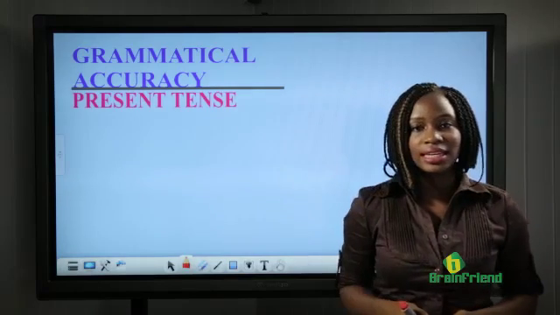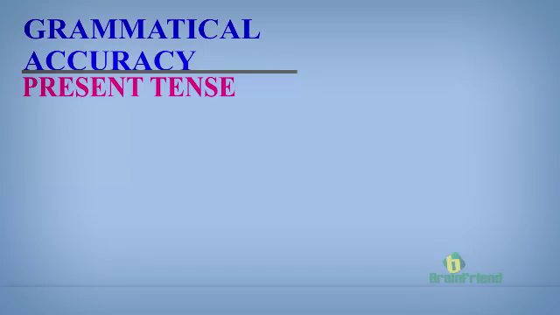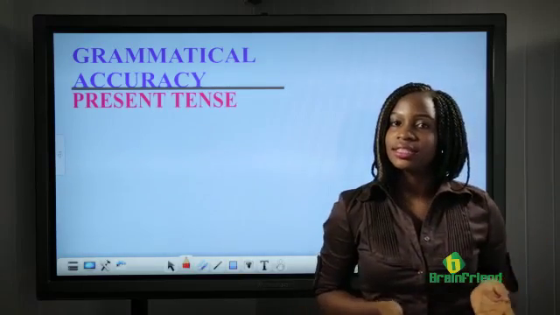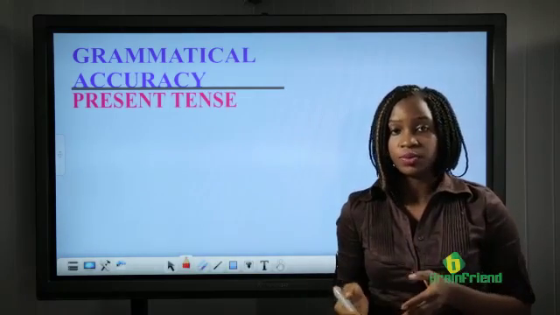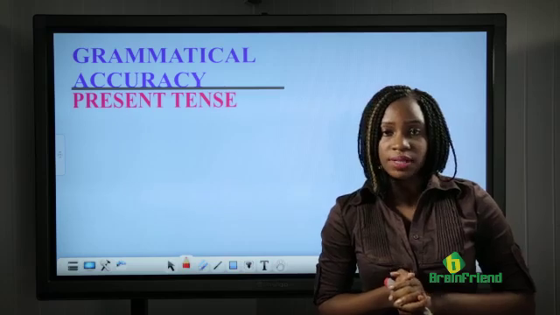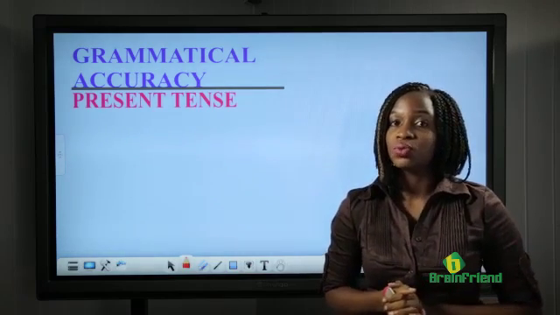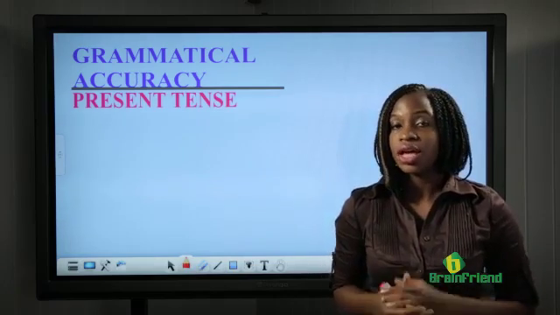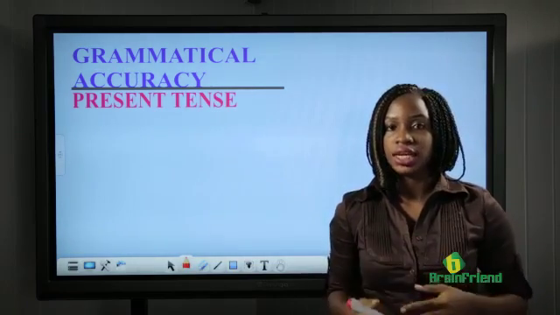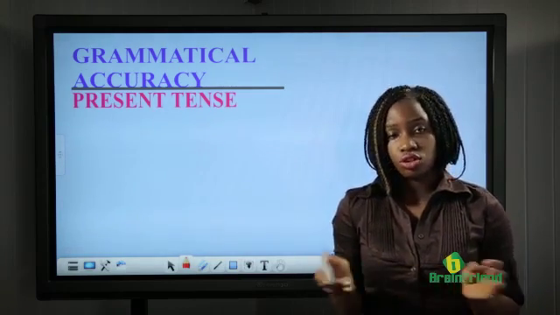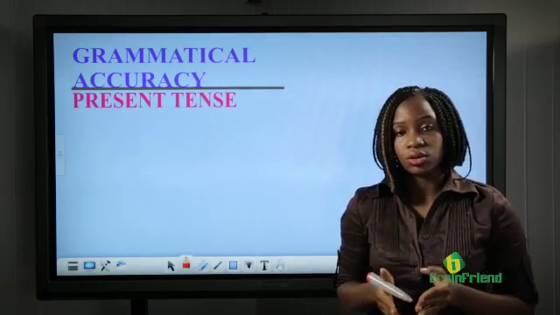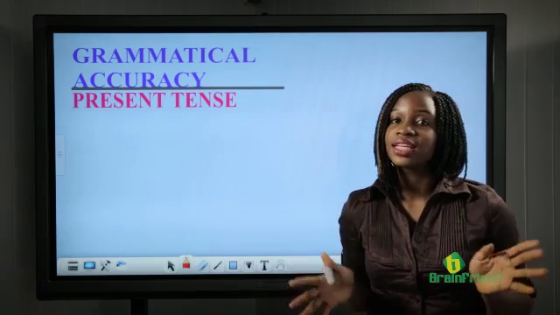The lesson we'll be taking right now is present tense, still in grammatical accuracy. In our previous lesson, we learned about the past tense, and before that, we talked about verbs briefly. And what did I say verbs are? I said verbs are words which we use in describing our actions, the things we do every day. We also said verbs have tense forms, and these tense forms help us to talk about actions that we carry out at different times.